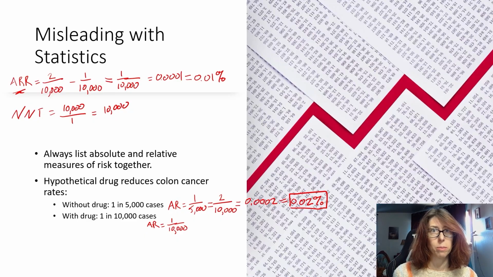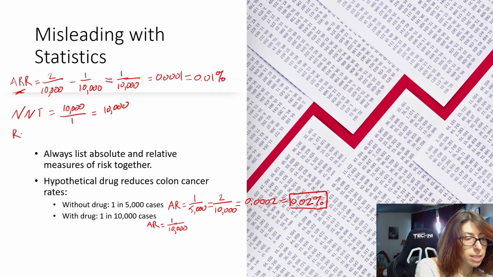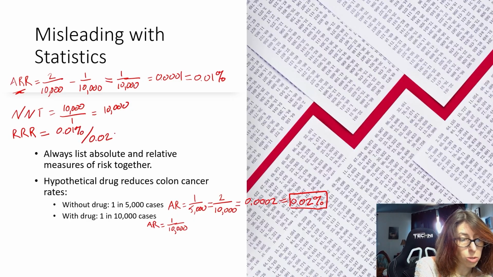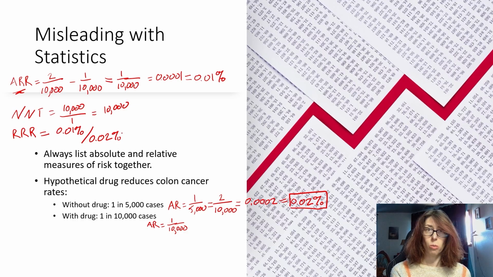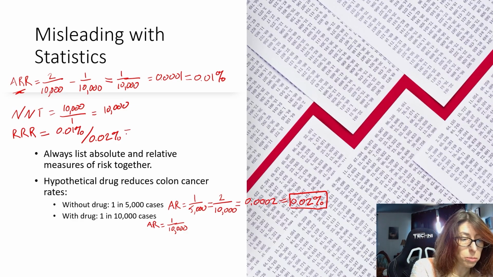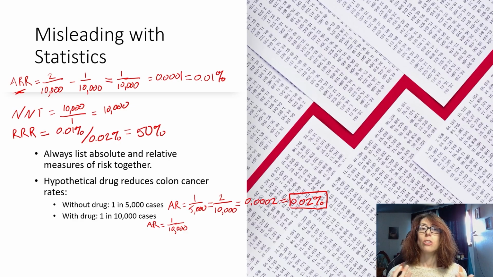That's 0.01%. So the relative risk reduction is going to be 0.01% divided by 0.02%. 0.01 divided by 0.02 is 50%. So what this shows is that you can have an absolute risk reduction of 0.01% and a relative risk reduction of 50%. You can see how reporting only one of these two risk reduction measures would be misleading.